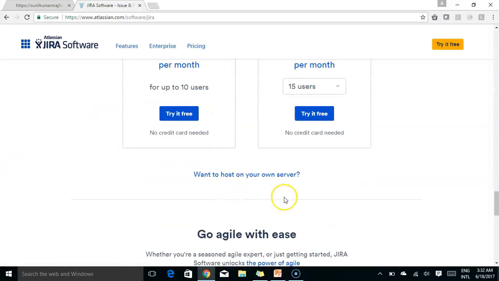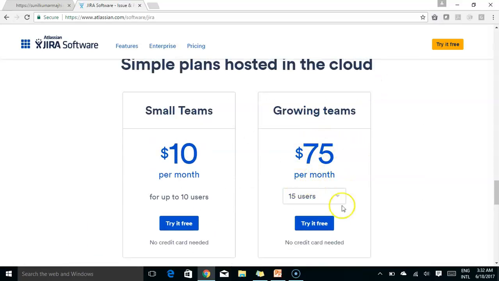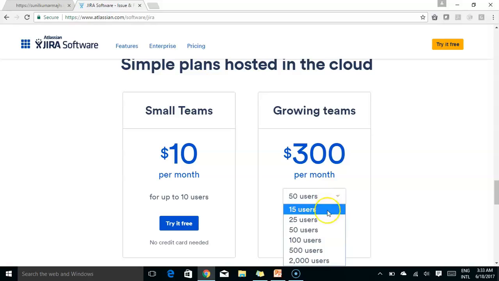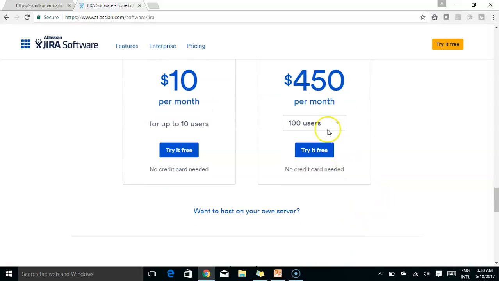You could see that their services are based on the number of users they are supporting. For $10 a month, only 10 users would be supported. For $75 a month, 15 users. For 25, 150. For 50 users, for 100 users, the price increases. And for a huge organization with 2000 users, it would be $1,500 a month.